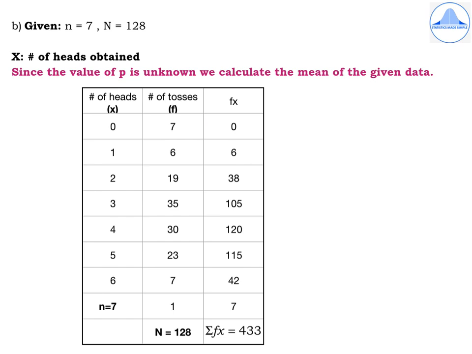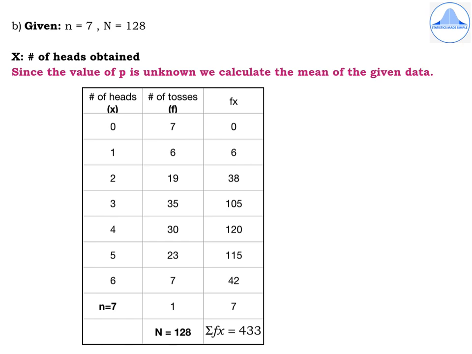Now write down capital X as number of heads obtained and form the table with 3 columns now. The first column will be number of heads, which you denote as X: 0, 1, 2, 3, 4, 5, 6, 7, and the last value in the X column, you mark it as small n. Number of tosses will be the frequencies F, which is 7, 6, 19, 35, 30, 23, 7 and 1. And so when we add up these frequencies, we get capital N is equal to 128.